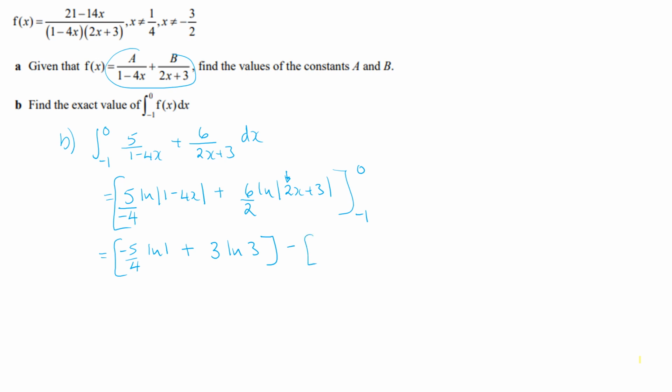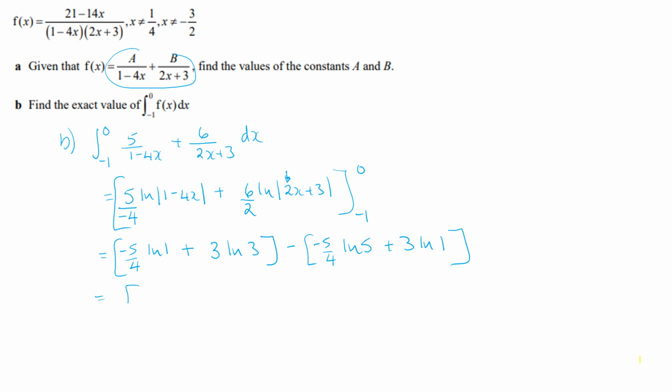And then feed in the lower limit, it's going to be minus 5 over 4. When x is minus 1, you're going to have 1 minus minus 4. So that's the ln of 5 plus 3, the ln. Now when x is minus 1, you're going to have minus 2 plus 3. Well, that's also going to be the ln of 1. So that's going to be 0.